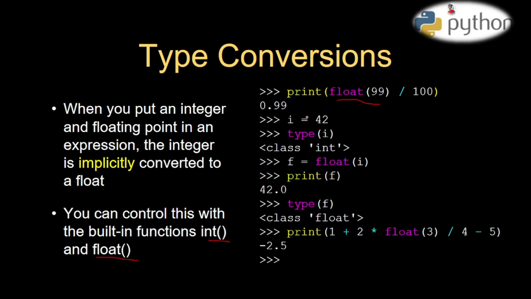Look at this example. Print float of 99/100. I think the result is 0.99. But this is an integer, and this is also an integer, so the result is normally 0. But when we put this type casting or conversion function at the beginning of these two values, the result is converted to float and this value is displayed.